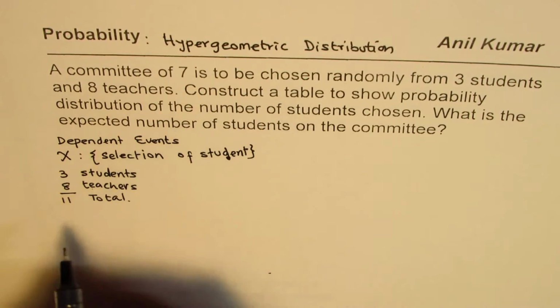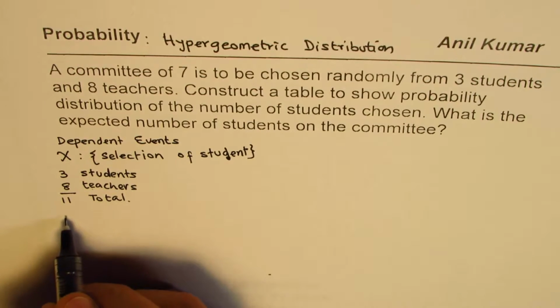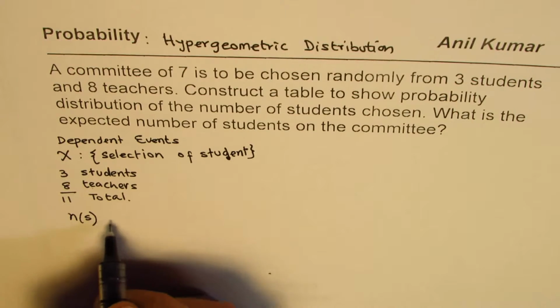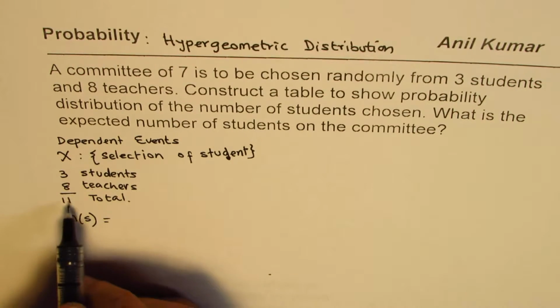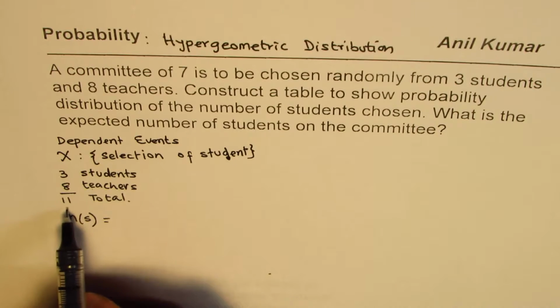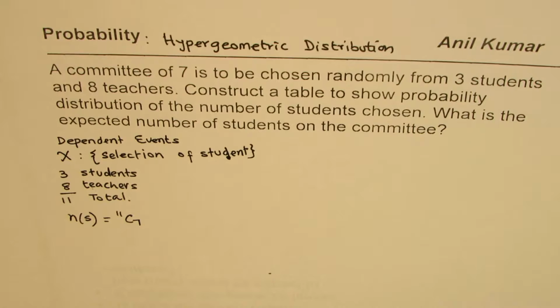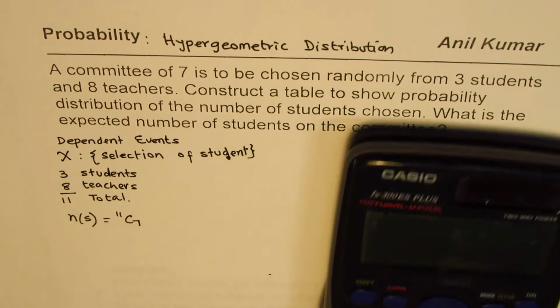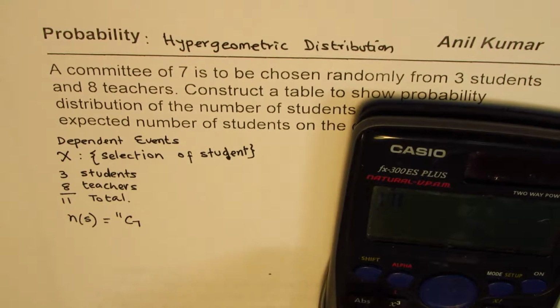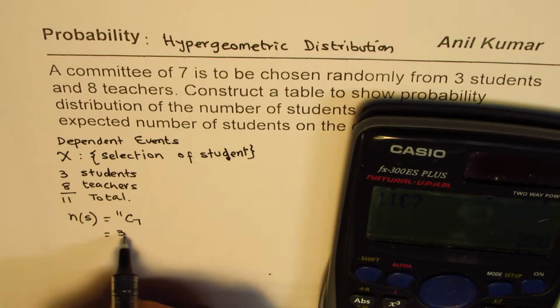We are selecting 7. So selecting 7 means the total number in our sample space is, we are choosing 7 out of 11, right? So it is 11 choose 7. That is the denominator for our probability. We'll find what this is so that we don't have to calculate it every time. So it is 11 C 7. All possible combinations for us is 330.